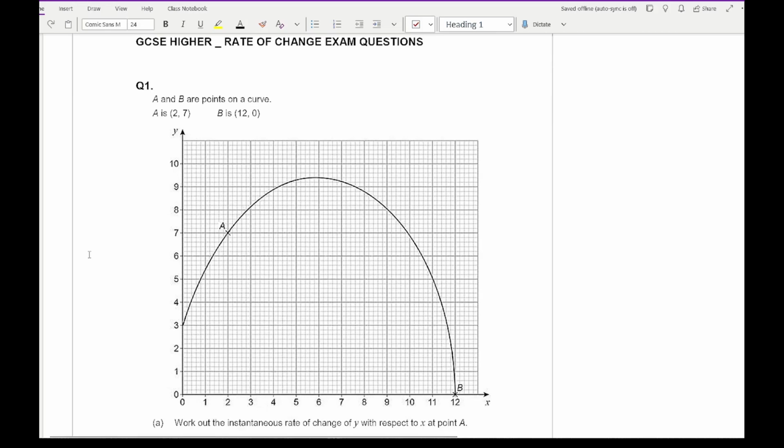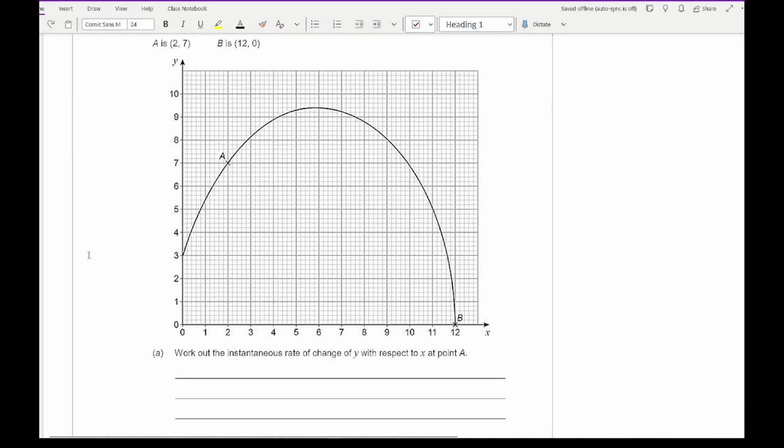For part A, it says work out the instantaneous rate of change of y with respect to x at point A. Here, those two coordinates are already plotted for us, so I don't need to plot them. I can see A just there. What I need to do is accurately draw a tangent at point A.